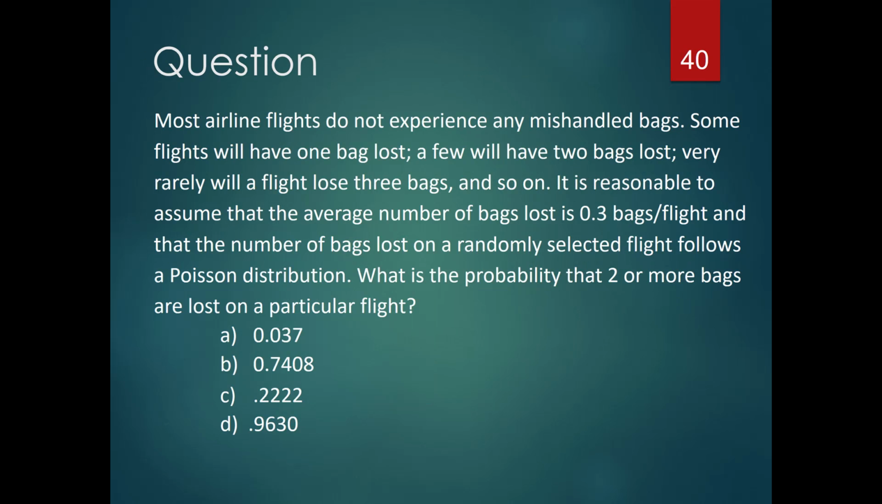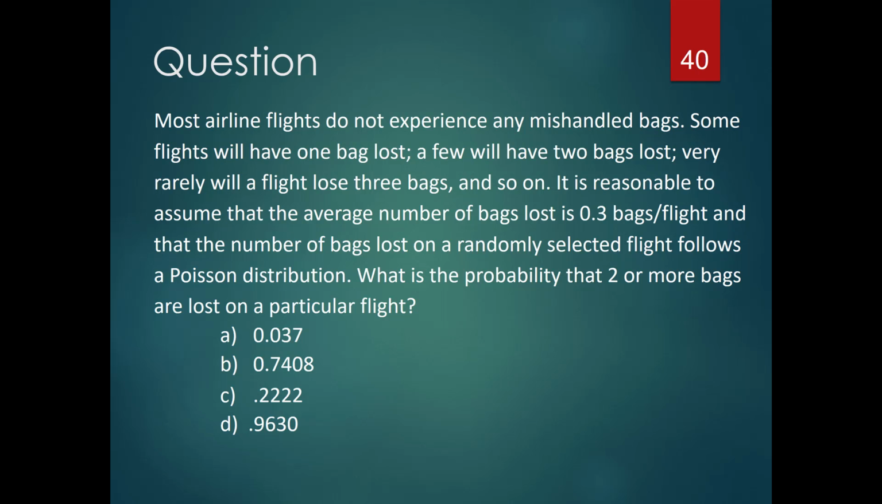Okay, most airline flights don't experience any mishandled bags, so the probability of a mishandled bag is pretty low. Some flights will have 1, a few have 2, very rarely will a flight lose 3 bags, and so on. So it's reasonable to assume that the average number of bags lost is 0.3 bags per flight. Notice that "per" option, per flight, and it's something discrete. So bags is a discrete thing, so that tells you it's in chapter 5, so either binomial or Poisson. And that the number of lost bags on a randomly selected flight follows a Poisson distribution. What is the probability that 2 or more bags are lost?